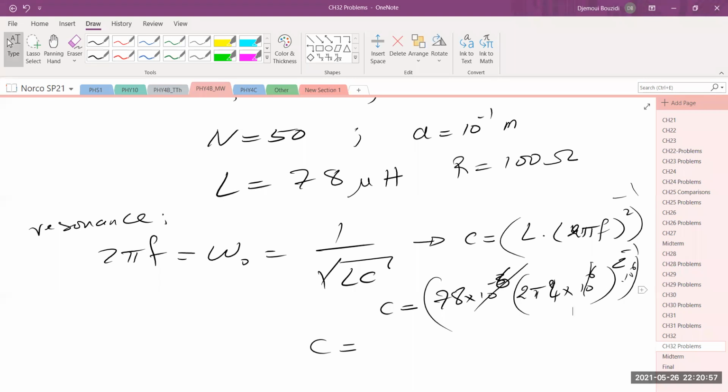Okay, so let me write 1 over. I don't really need to write the 10 to the power 6 because I know the answer is going to be in microfarads in here, whatever it is, and probably is going to be smaller. So I'm going to be left with 1 over, open parentheses, I have 78 times open parentheses because I want that number to be squared. I have 2 times pi times 4. And the whole thing is squared. This number is actually squared.